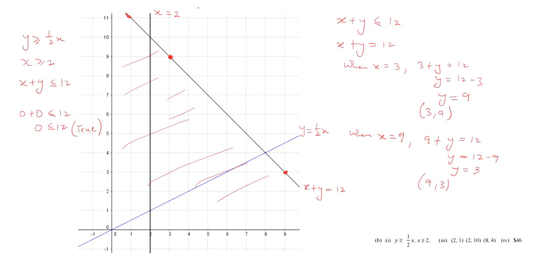Let me choose another point here. Let's say 6, 9. Let's say this point here, right? So 6 plus 9 is less than or equal to 12. 9 and 6 is 15. Is 15 less than or equal to 12? That statement is false. Right, so therefore I'm not shading anything on this side of my line. Right, so again I'm going to stay in this region here.